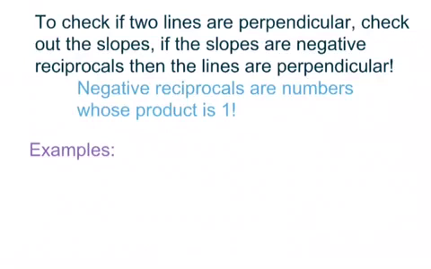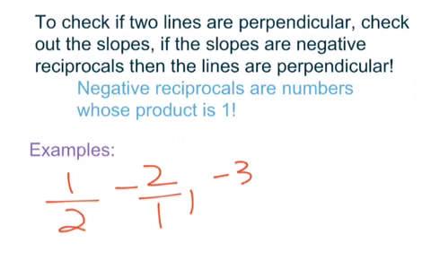If the slopes are negative reciprocals, then the lines are perpendicular. Just as a reminder, negative reciprocals are numbers whose product is negative 1. So for instance, 1/2 will be a negative reciprocal of negative 2, which is negative 2 over 1. And then negative 3 over 4 is a negative reciprocal of 4 over 3. You guys are so smart.